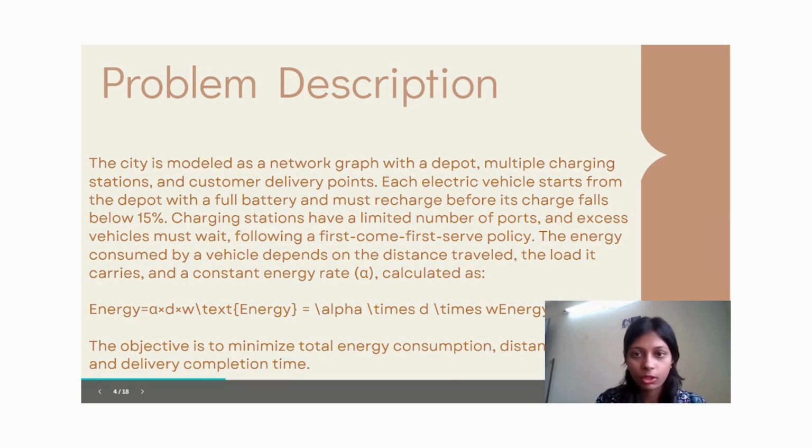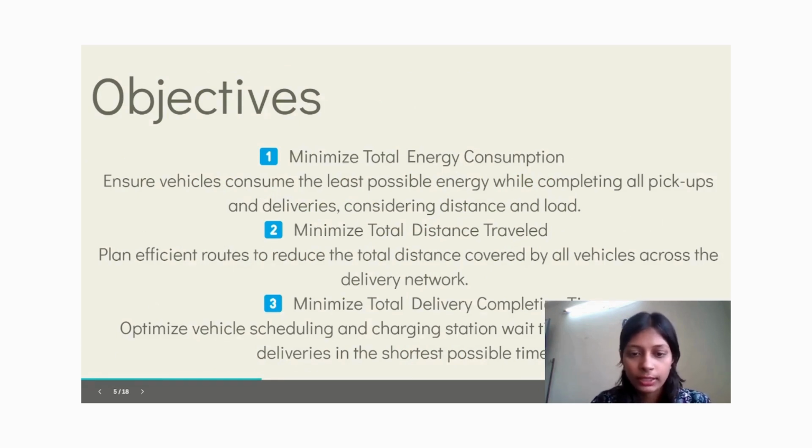Let's go through the objective part. Now let's talk about the core objectives. There are three goals here. First, minimize total energy consumption while completing all deliveries. Second, minimize the total distance traveled by all vehicles. And third, minimize overall delivery completion time, including any delays at charging stations. Achieving all three together makes this problem quite challenging, and that's what makes it interesting.